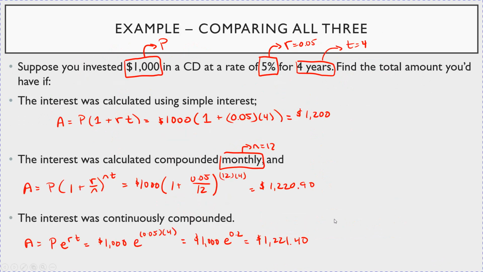All right. So hopefully you can see here that the more times you compound it, the more money you get. So the most interest, you get when continuously compounded.